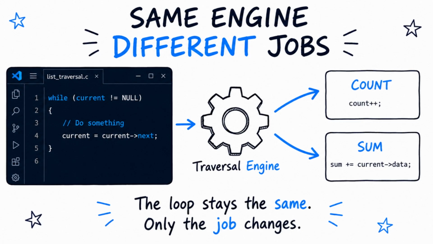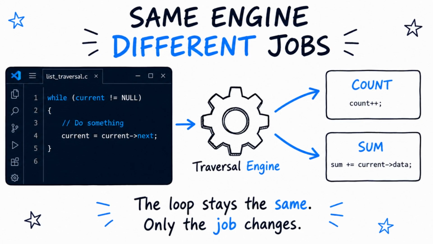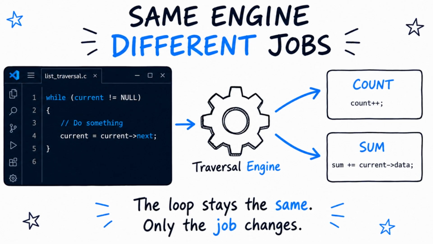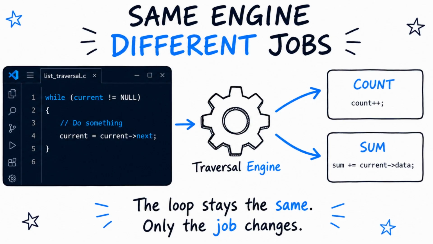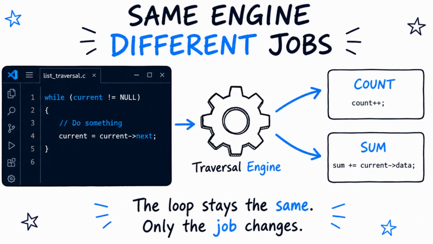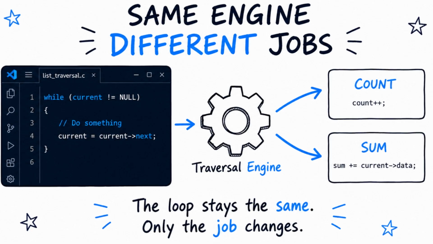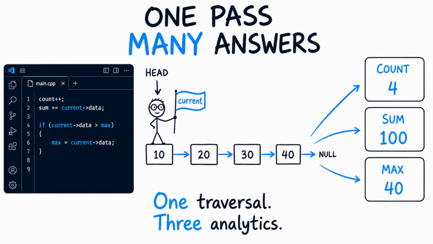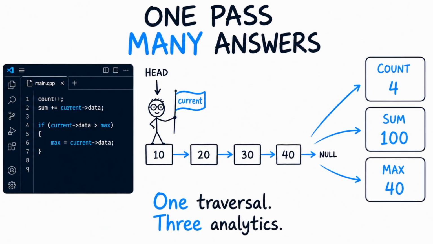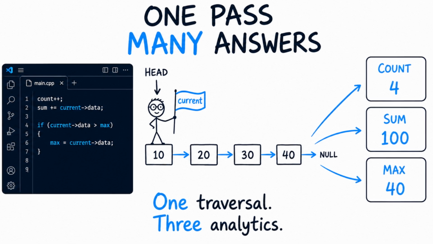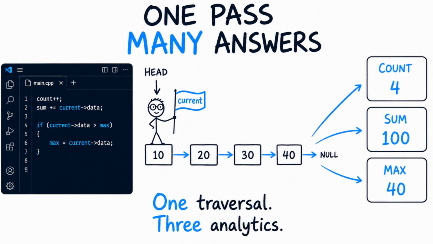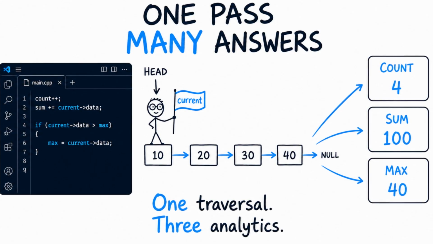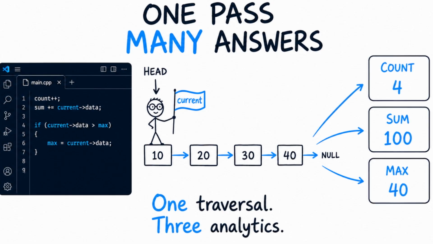Analytics and edge cases. The real beauty of our engine is that the boilerplate while loop remains exactly the same. We are simply swapping out the interior logic, the processing payload, based on our objective. Need a count? Just add count plus plus inside the loop. Need a sum? Toss in sum plus equals current arrow data. It's that modular. Now, what is really interesting here is how we can power multiple complex analytics simultaneously. By layering a count, a sum, and a maximum check inside the exact same while loop, we extract all this rich data in a single O of n pass.